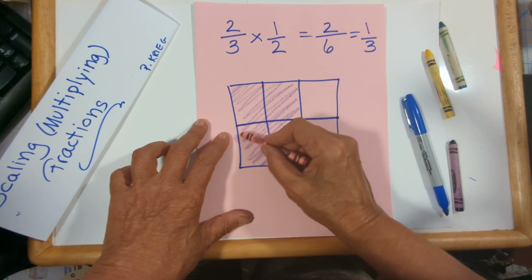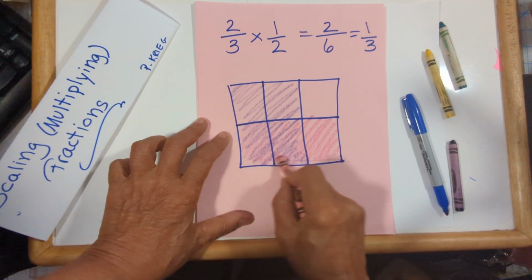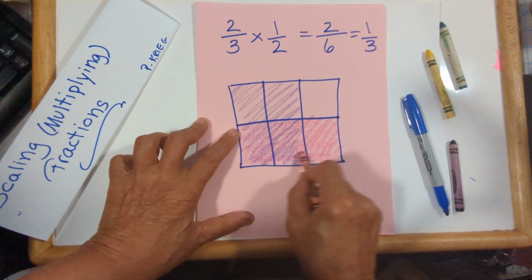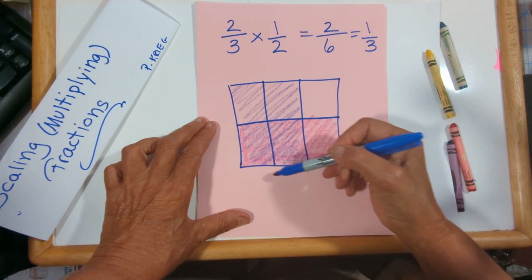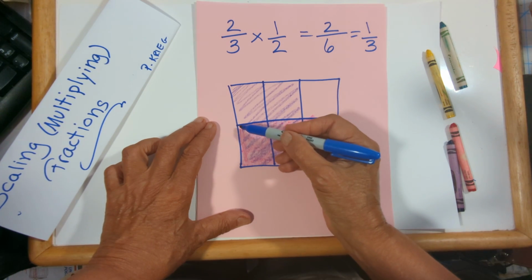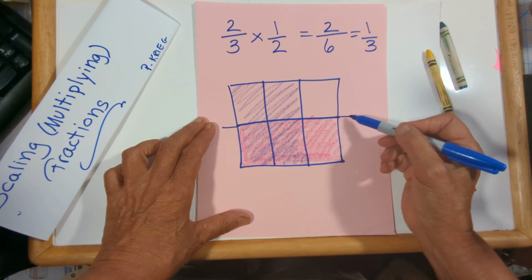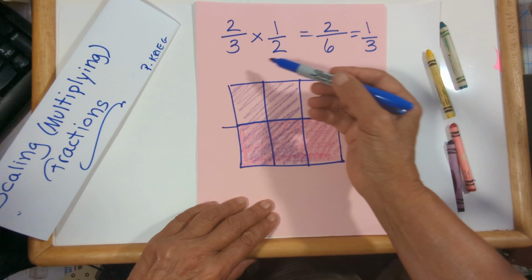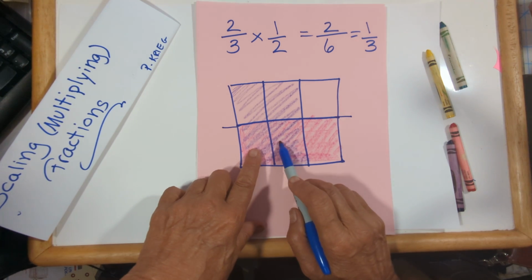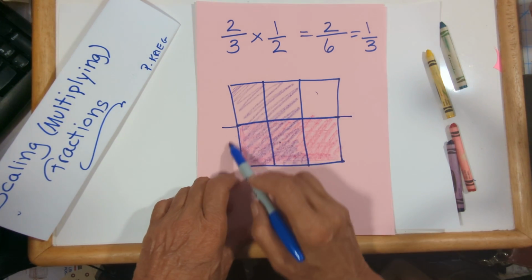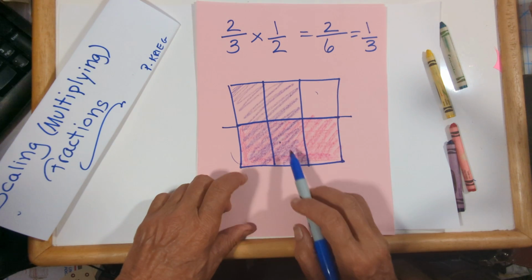And what I'm looking at here, this is a half part. What I'm looking at here is my 2/3, and it's now been scaled in half by this line that cuts the whole square in half. And I'm seeing that when I do that, there's 2 units out of 6 that represent my scaled down version of 2/3.